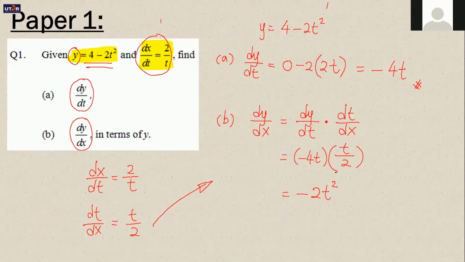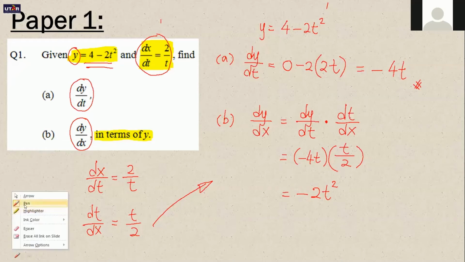So is this your final answer? Is this your final answer? The answer is no. Why? Because if you read the question, I want the answer in terms of y. It means your answer must have the variable y. But unfortunately, your answer is in terms of t. So I need to convert into y. From where? From the relationship between t and y. So do you see this is a relationship between t and y?